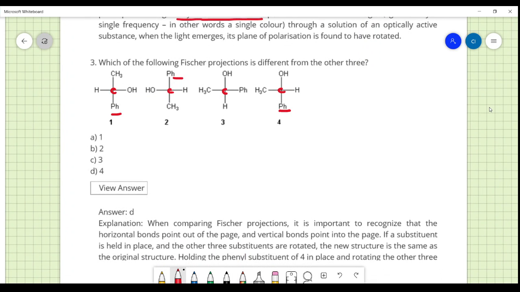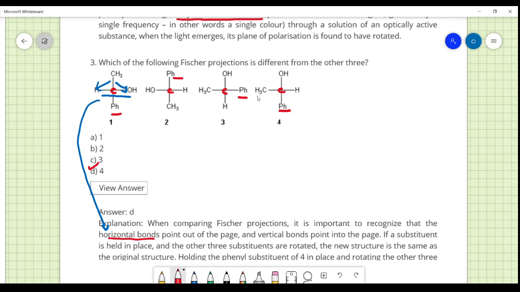Why? When comparing, here also you have got Ph there, so I just missed it. When comparing Fischer projections, it is important to recognize the horizontal bonds. So what does it mean by the horizontal bonds? These are the horizontal bonds. Horizontal bonds point out of the page, and vertical bonds point into the page. If one substituent is held in place and the other three substituents are rotated, the new structure is the same as the original structure. So D is the right answer.